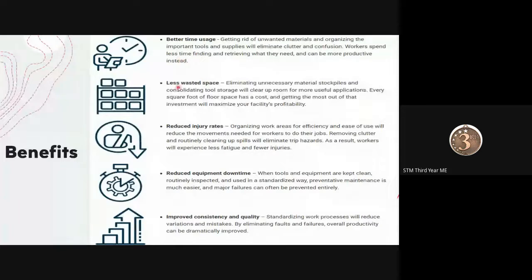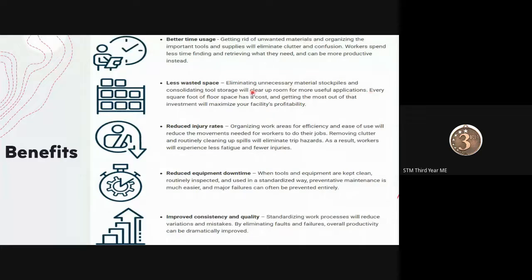Next, less wasted space. So we are already looking at and clearing out unwanted materials here, right? So once we eliminate unnecessary material stockpiles and consolidate storage, it will clear up room for more useful application. So that is the importance of clearing the waste.